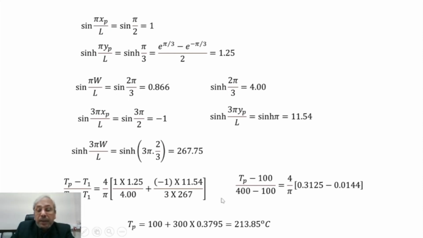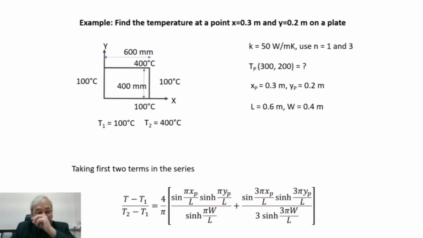And we can see, Tp minus 100 divided by 400 minus 100, where T2 is 400 and T1 is 100, equal to 4 by pi into, it's just a matter of algebra, 0.3125 minus 0.144. So finally Tp is 213.85 degrees centigrade.